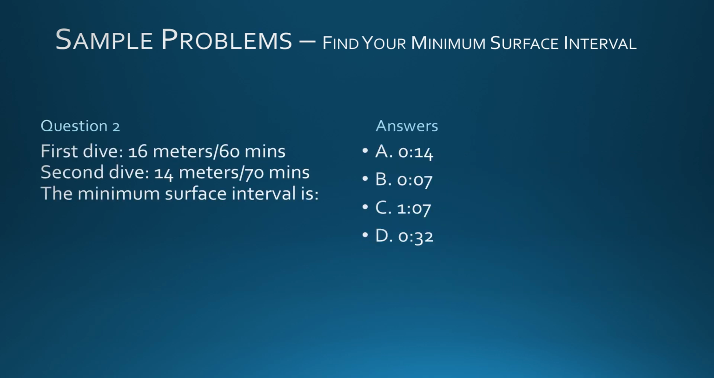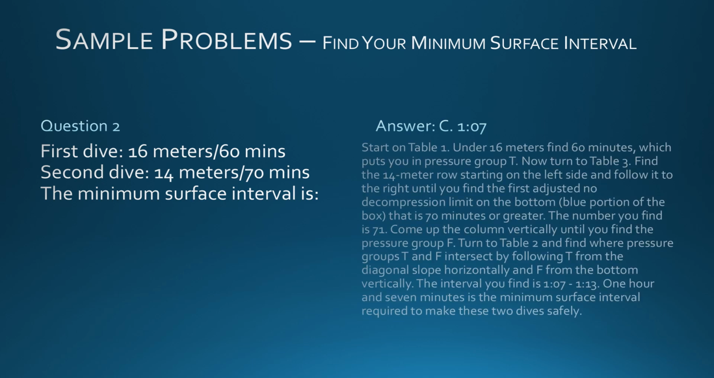Question 2. Our first dive is 16 meters for 60 minutes, and our second dive is 14 meters for 70 minutes. The minimum surface interval is? The answer is C, 1 hour and 7 minutes. Start on Table 1. Under 16 meters, find 60 minutes, which puts you in pressure group T.